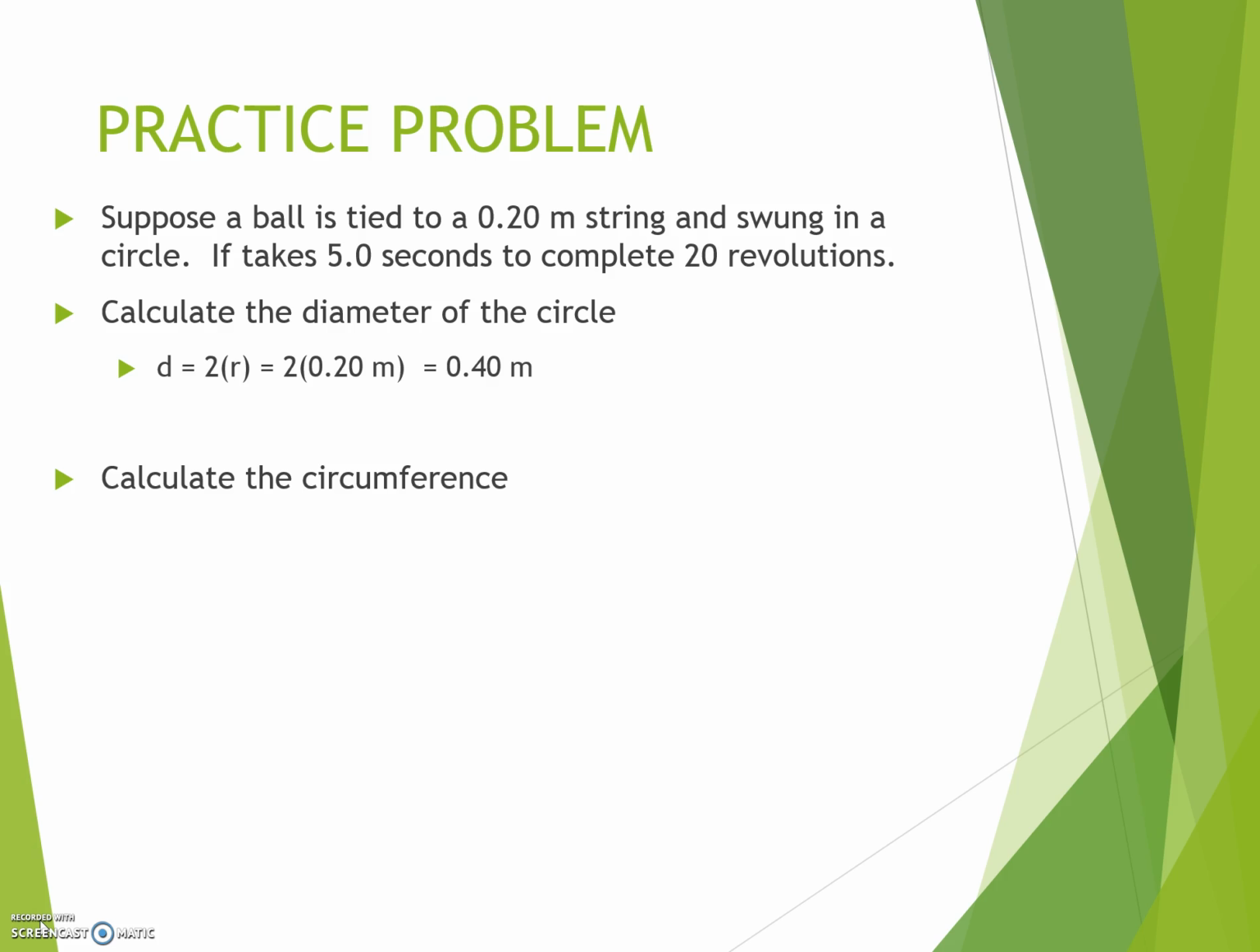We can calculate the circumference of the circle, or the distance to go around the circle, by using our equation circumference equals pi times the diameter. So we would take 3.14 times 0.40 meters, and that would give us a circumference of 1.256 meters.